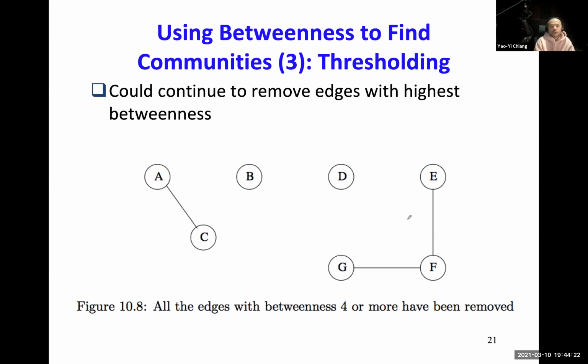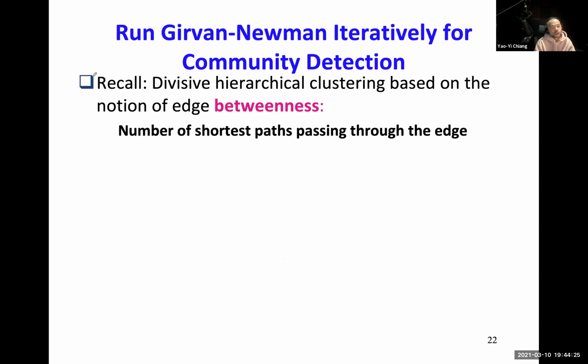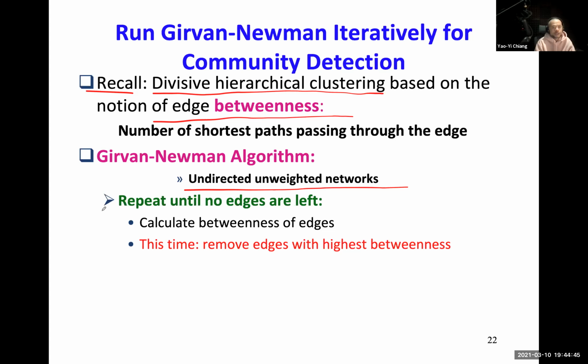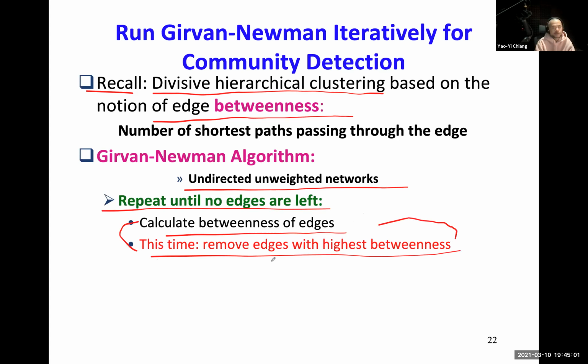Okay, cool. All right, so here I'm going to show you how you would run this Girvan-Newman approach. Recall that we are going to run this divisive hierarchical clustering approach based on the notion of betweenness. You start with undirected, unweighted networks. You repeat until no edges are left. You calculate the betweenness of the edges. You remove the edges with the highest number. You can recalculate the betweenness again. You don't have to. I'm going to talk about the pros and cons of this.